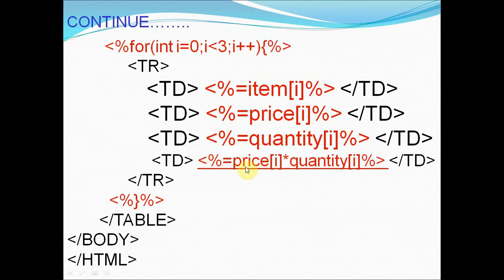So we will write directly here percentage equal to, we are printing as well as processing here. We are doing arithmetic calculation also. So percentage equal to price, I position of price, 0 position of price multiply 0 position of quantity. So we'll display it here. So we are writing here TD, and then we are printing the value of item, 0 position of item, and then we have to close it, because after that we have another HTML statement.